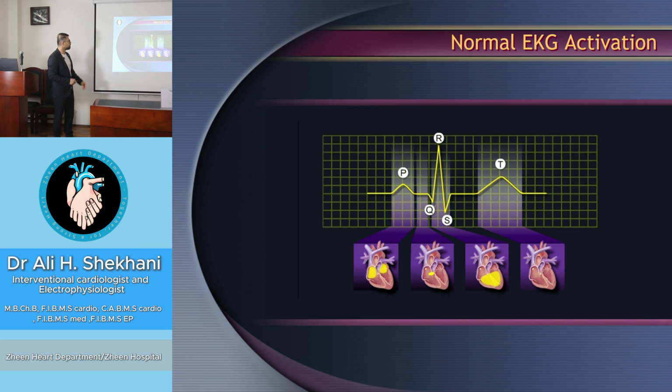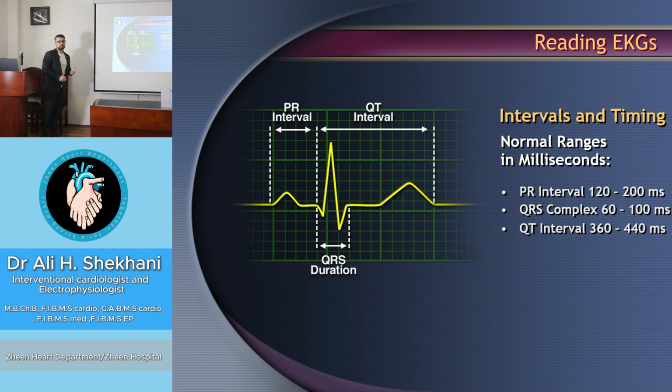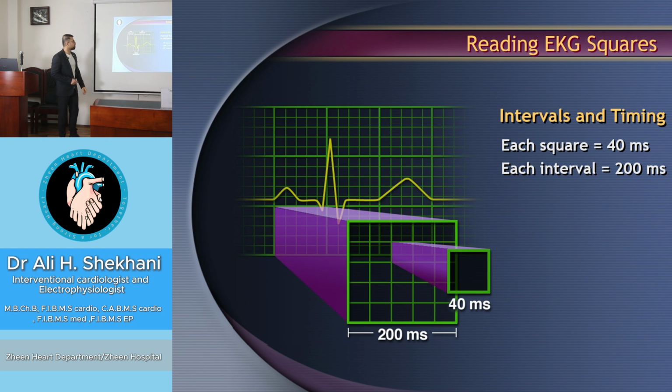So this is a normal ECG, and of course we have certain intervals and timing of the ECG, which is important to know, because any pathology will interfere with these intervals. We have the PR interval, the QRS interval, and the ST segment or QT interval. These are the normal ranges of the intervals. And regarding the paper speed of the ECG, the small square is 40 milliseconds and the large square is 200 milliseconds.